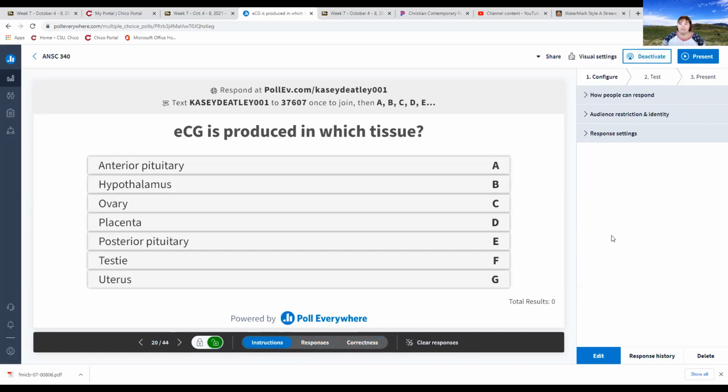Activate it. Okay, eCG is produced in which tissue? All right, about 15 seconds to go here, guys. All right, let's go ahead and lock them in.